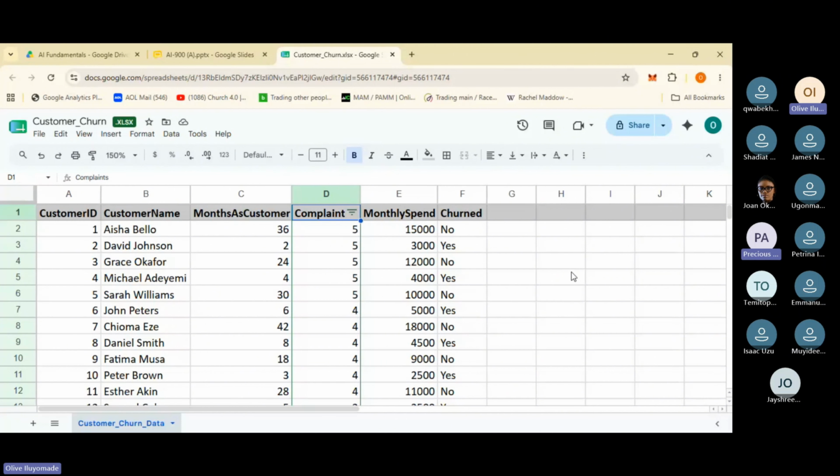But I'm so much interested in David Johnson, who was just there 2 months and had 5 complaints. 5 complaints. Yes, and I feel like that's a big red flag, because if I am a customer for just a very short period and I had 5 complaints, it's something to worry about.